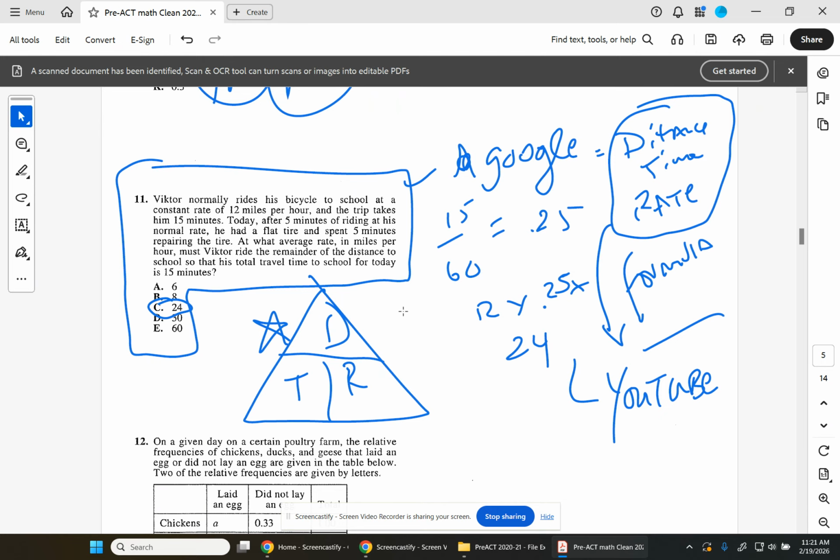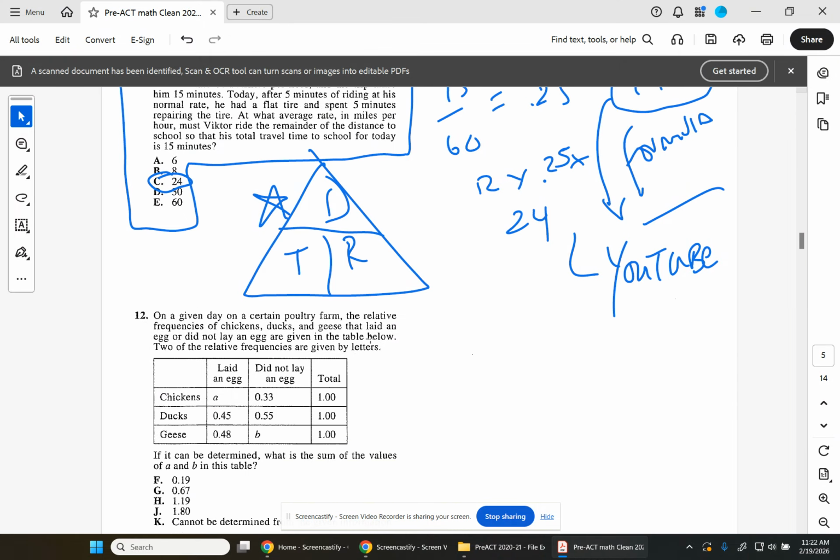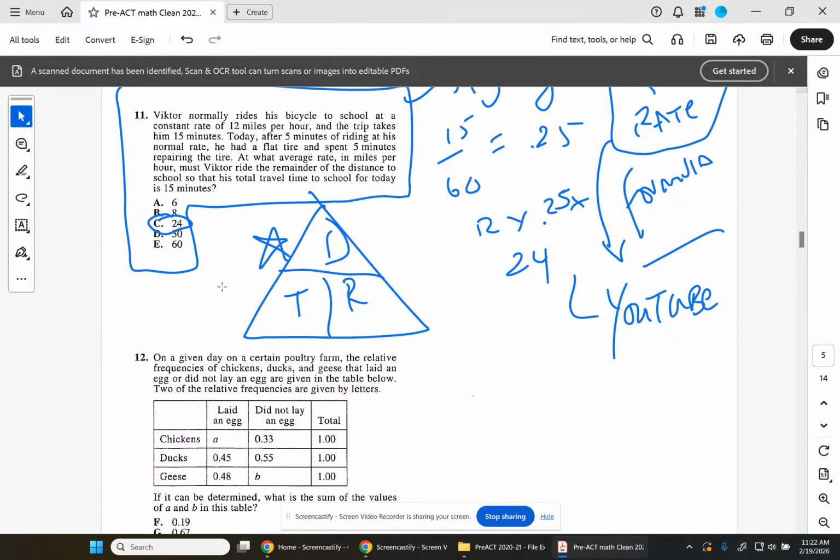You need to just kind of figure out the one that you can break it down. Here, you need to come up with 12 miles per hour, and the trip takes 15 minutes. And so now I got to get that into hours. So 15 over 60 minutes equals 0.25. And then from there you can figure out the 24. Let's do that real quick.